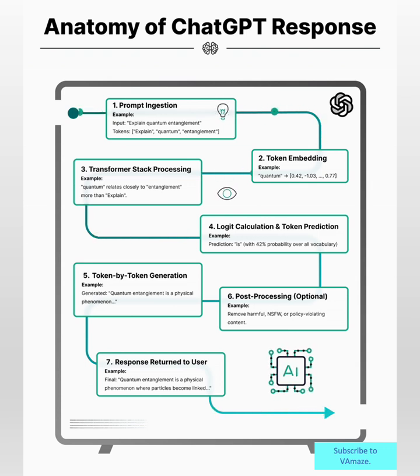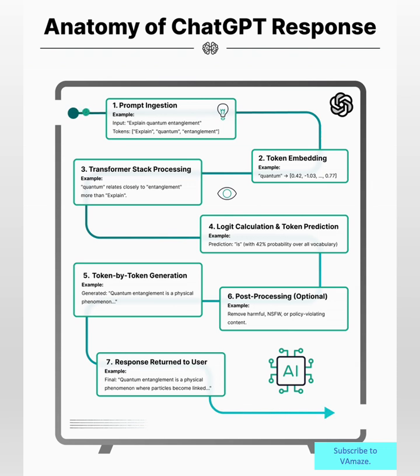Content filtering. The system screens the generated response for potentially harmful, inappropriate, or policy-violating content. This includes checking for misinformation, harmful instructions, inappropriate content, or responses that might violate platform guidelines.